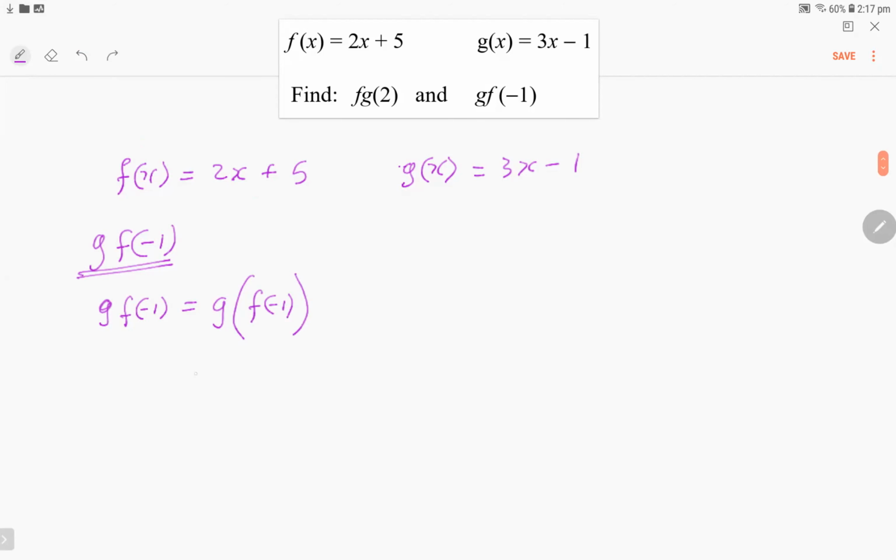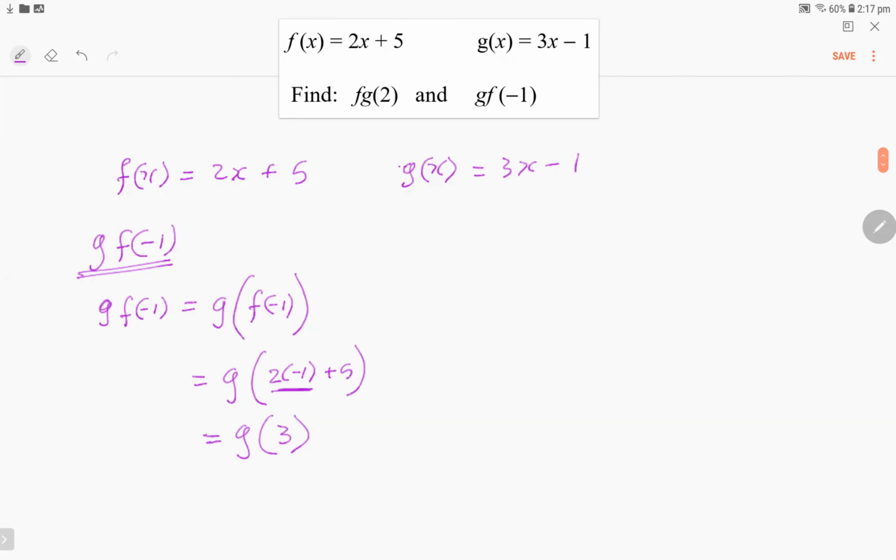So this becomes g of, and f of minus 1 now is 2 times minus 1 plus 5, because remember, we're putting the minus 1 there. That's how I get this. Then I work out what is in the bracket. So I get g of minus 2 plus 5. Minus 2 plus 5 is 3. So I'm now just working out g of 3.